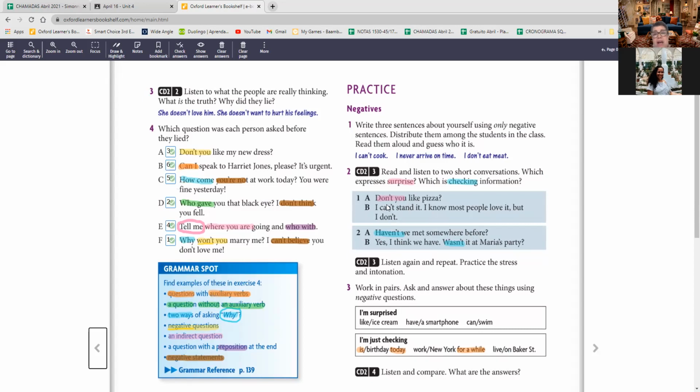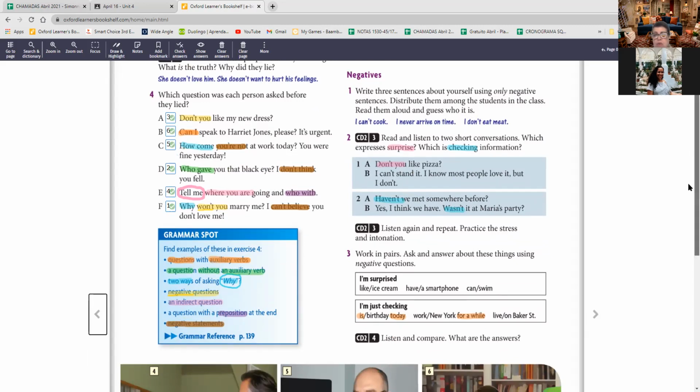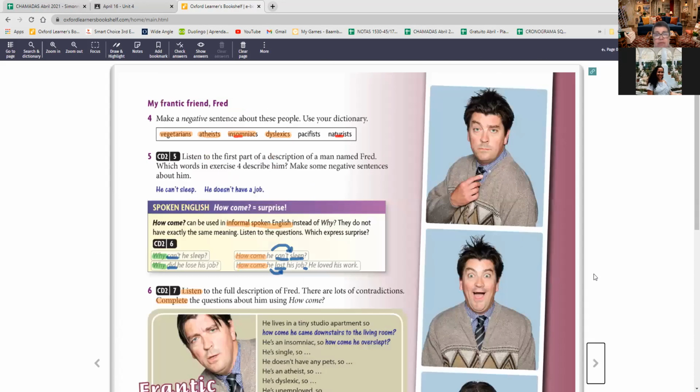And what's the meaning of that? What are the situations to use negative interrogative? When expressing surprise or when checking information. Okay, like, don't you like pizza? Okay, haven't we met? So this is the idea. We practiced a little bit, and after that, we went on to see some groups of people, right? And we discussed the use of how come and why, the difference, okay?